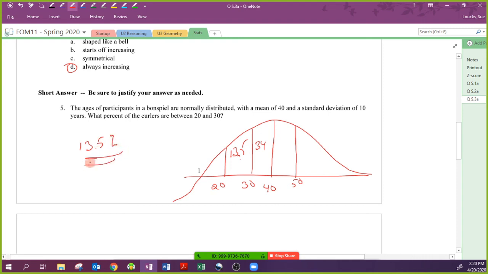Okay, you could do it with z-scores and you would get something very close to that, but when we did the lesson on this, you didn't know how to do z-scores, so you don't need to. This is all you need to do, okay?